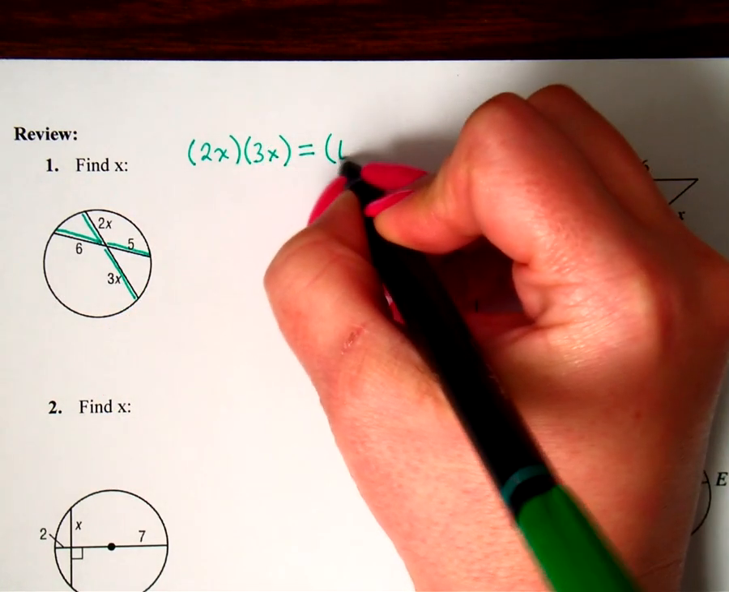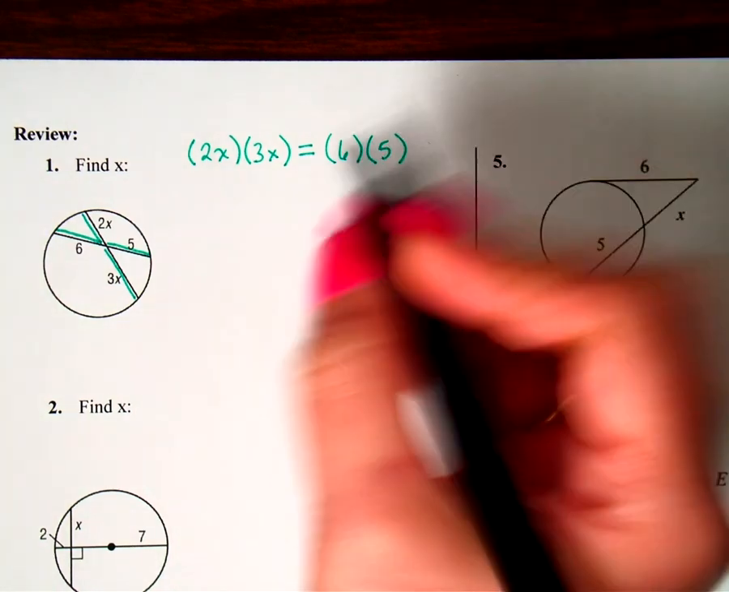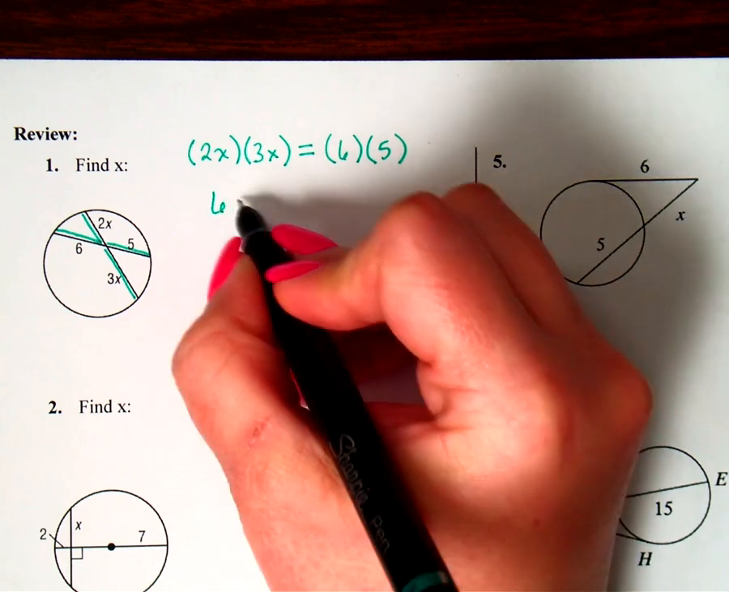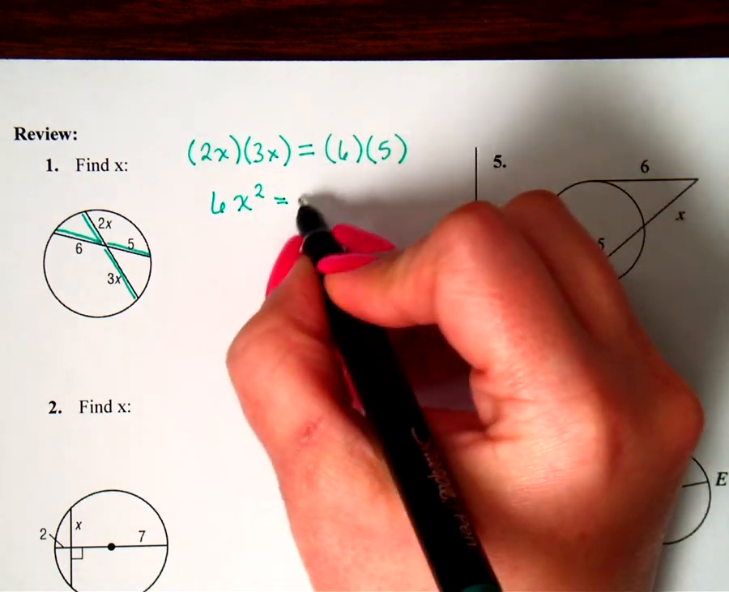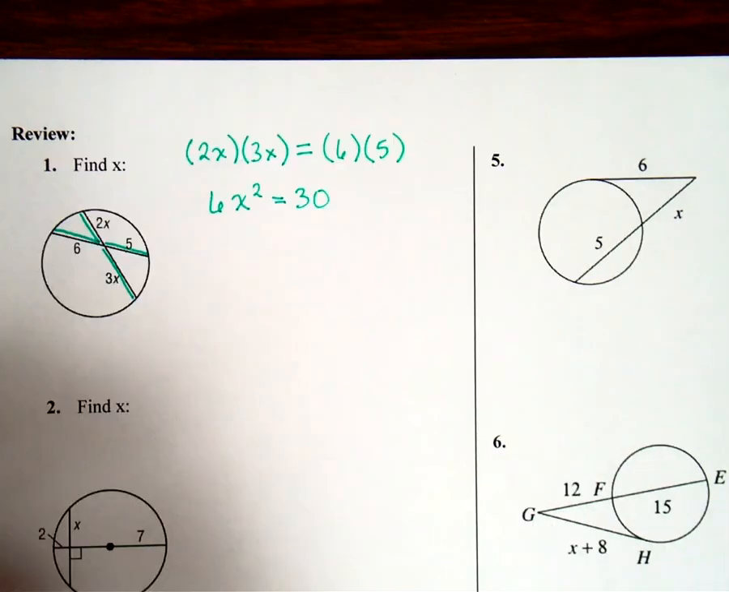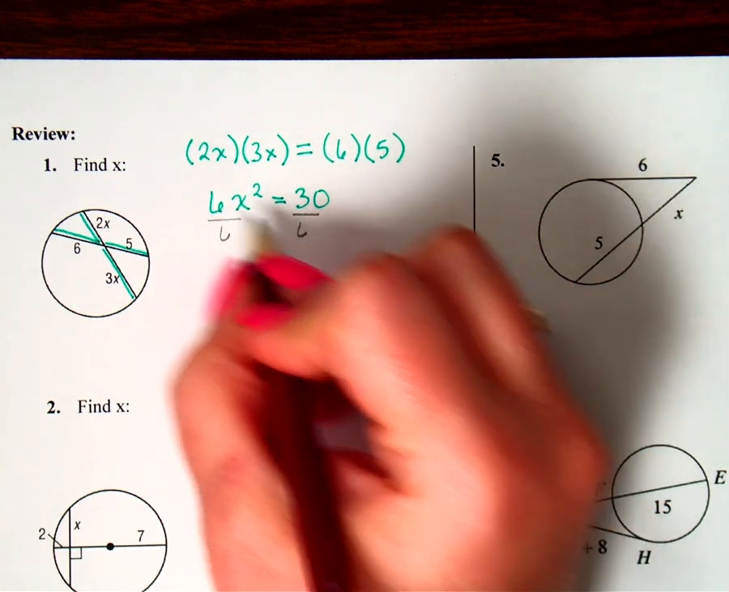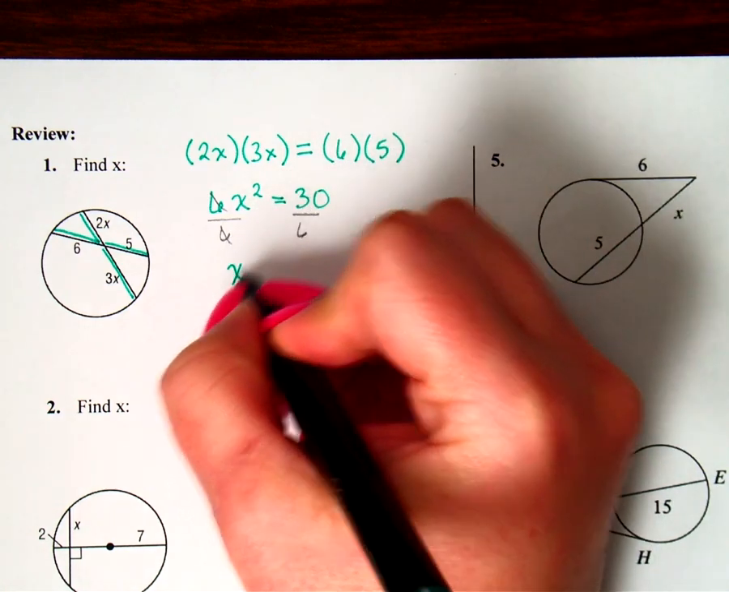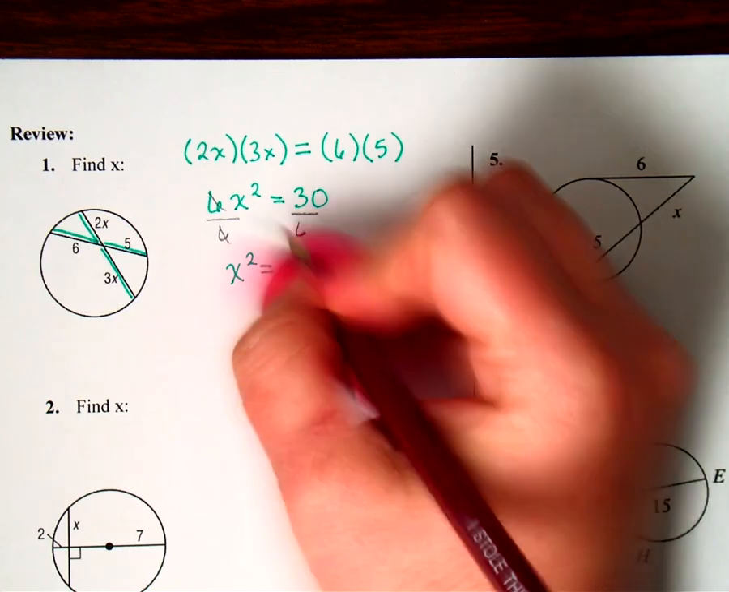6 times 5. So 2x times 3x, 2 times 3 is 6, and x times x is x squared. 6 times 5 is 30. Divide both sides by 6. And x squared equals 5. Oops. 5.